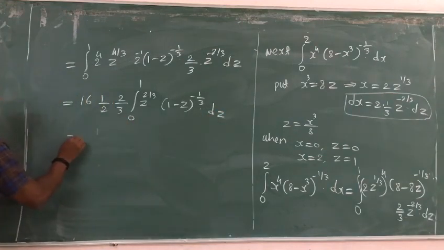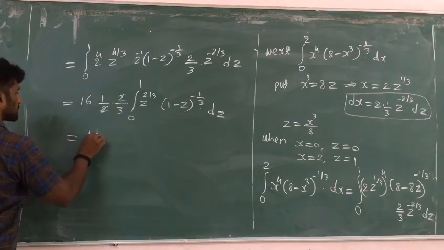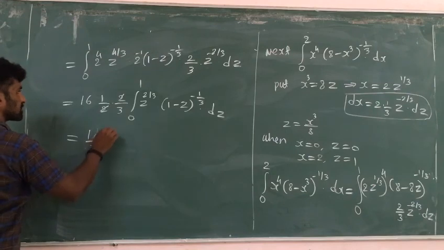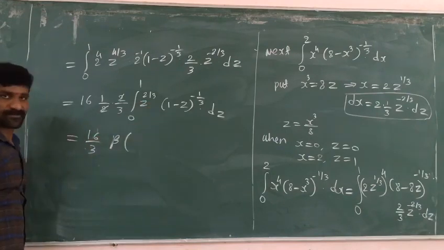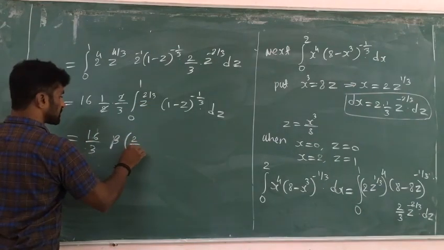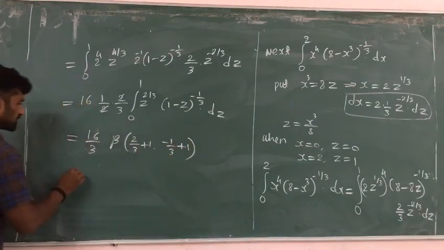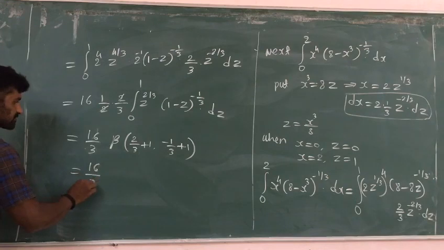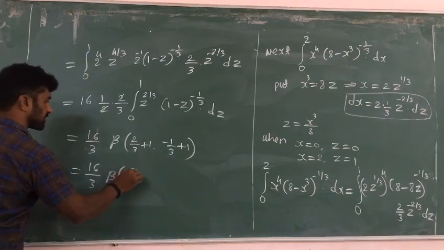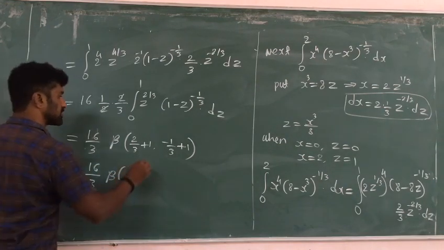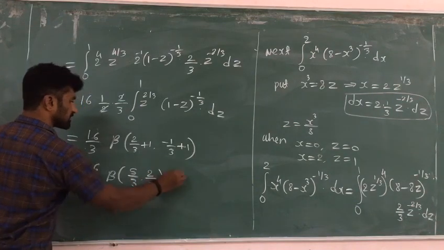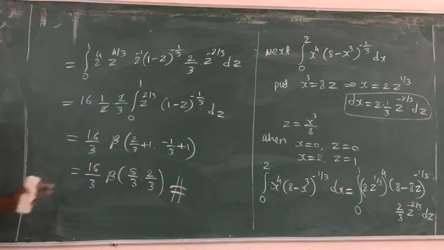Then apply: 2 gets cancelled, 16 by 3. So it is exactly the form of beta, 2 by 3 plus 1, minus 1 by 3 plus 1. So it is 16 by 3 beta of 5 by 3, 2 by 3, hence the answer. 5 marks. Practice and it will come.